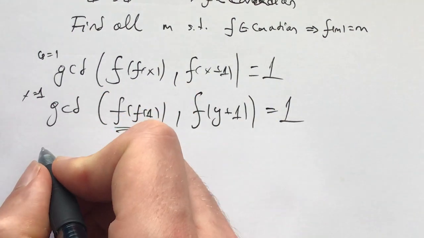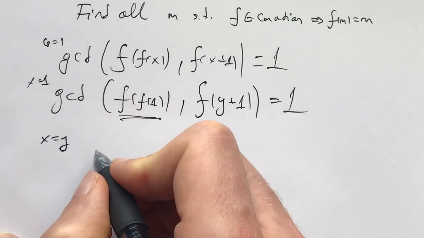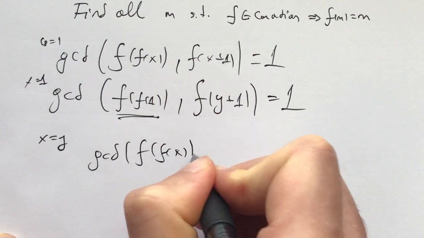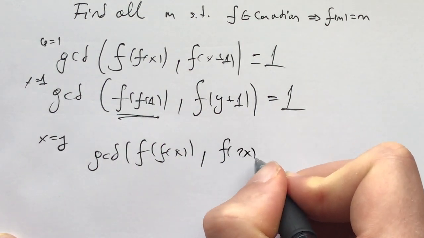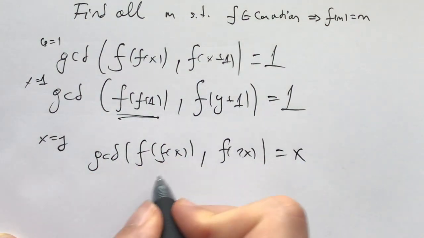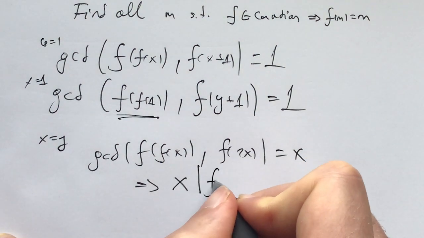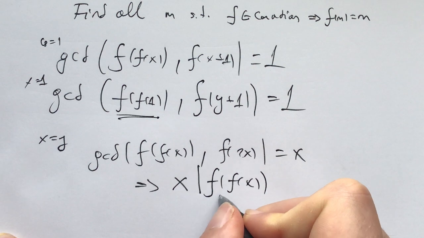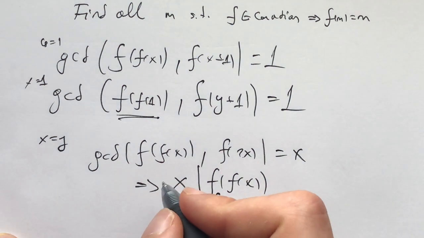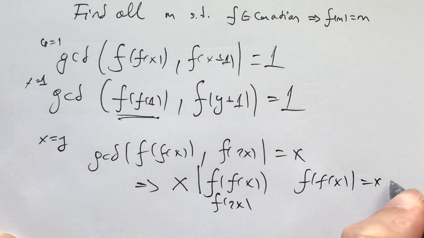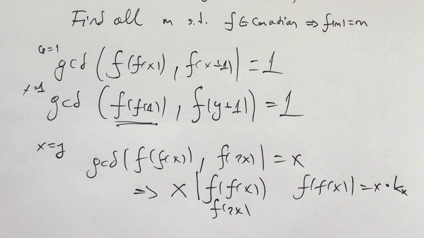So the next thing is to plug in x equals y, and then what we get is that the GCD of f of x and f of 2x is equal to x. So what this implies is that x divides f of x, and it divides f of 2x. Now this is interesting. This tells us that f of x is equal to x times some k of x for each x, where k can be different for now. And okay, let's move on.